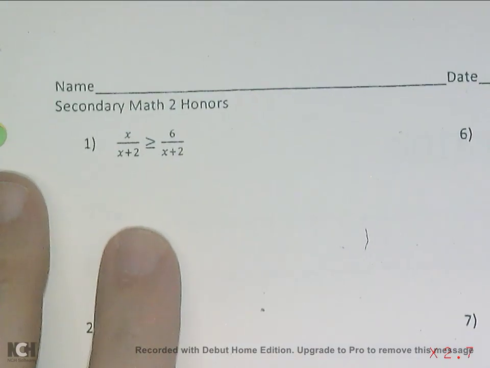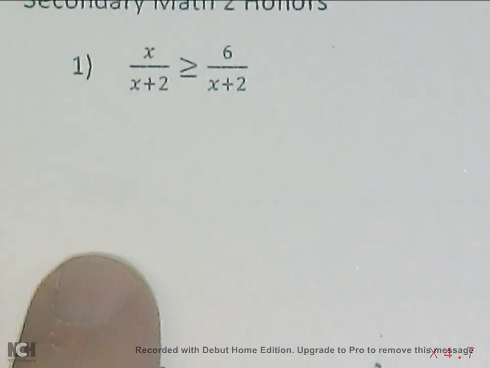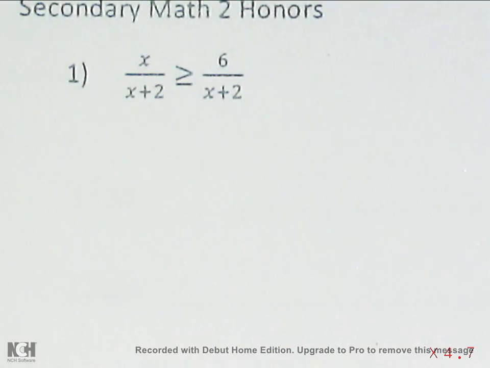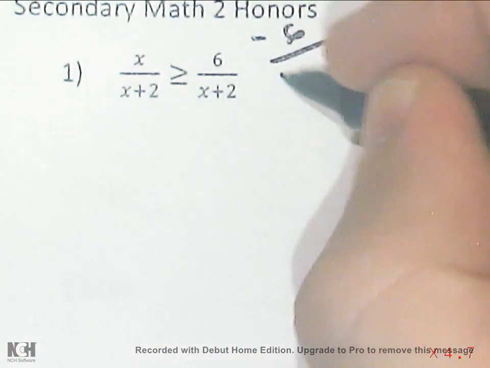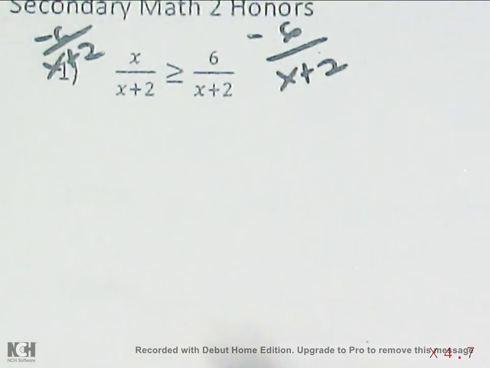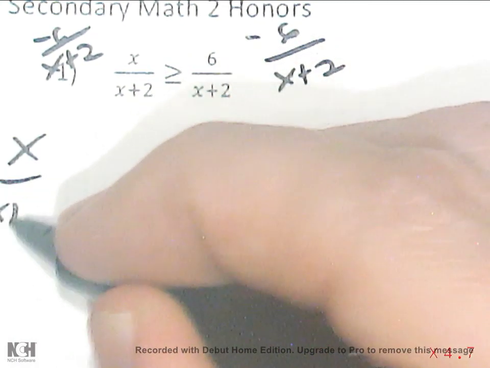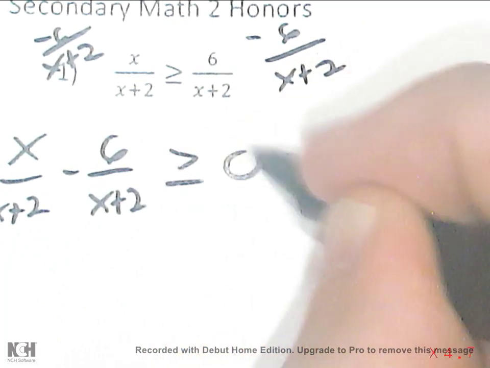So if we look at number 1 here, let me zoom in a little bit. This is a smaller font. Okay, so I have all this junk on this side. I'm going to try to move it over to my other side. If I want to move a fraction, I just subtract the whole thing: minus 6 over x plus 2. So it cancels out here, and you're left with x over x plus 2 minus 6 over x plus 2 greater than or equal to 0.